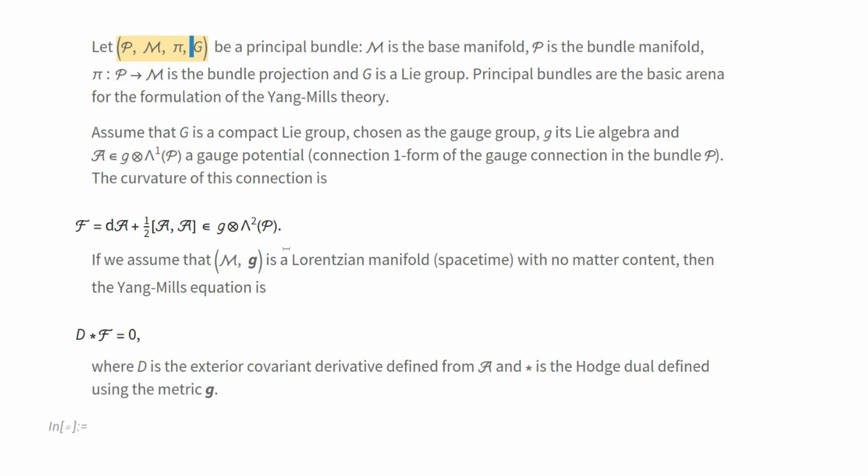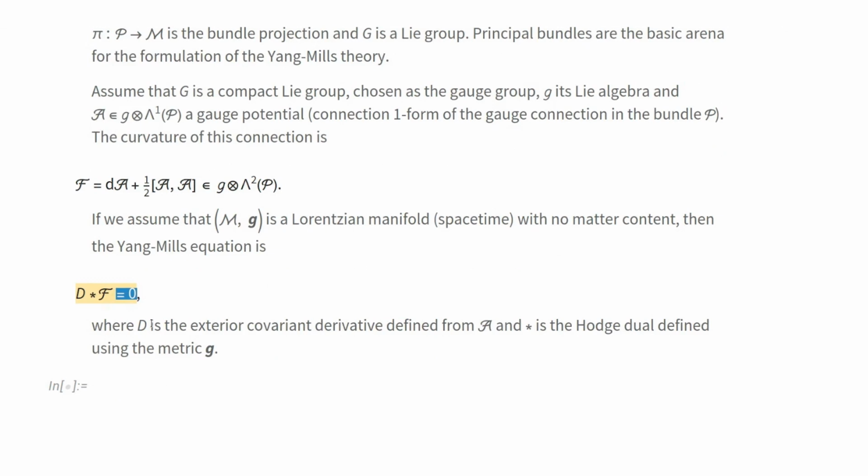and the curvature of the connection is given by this equation. Just in terms of the curvature of this connection, you can obtain the Yang-Mills equation when you don't have any matter content, by means of this expression, where capital D is the exterior covariant derivative defined from the gauge connection, and star is the Hodge dual defined using the metric g.